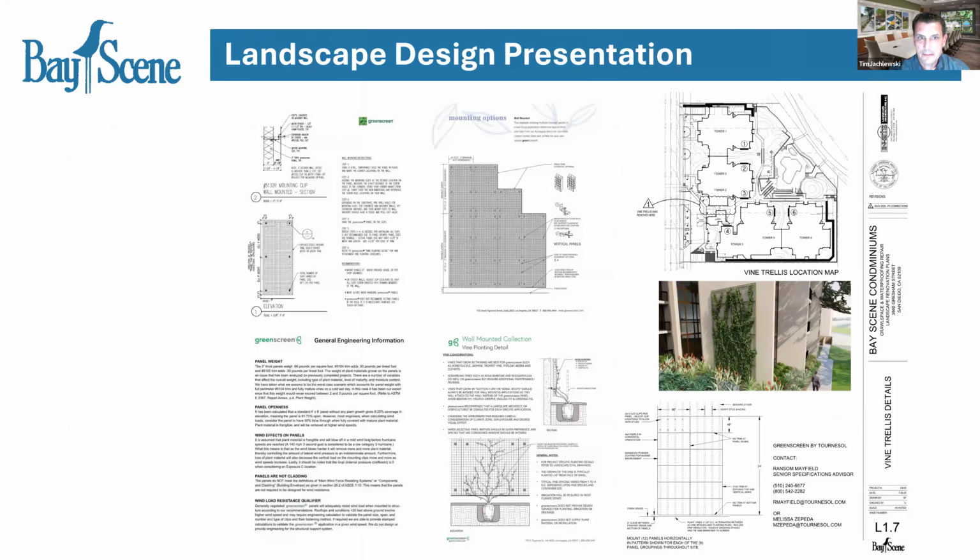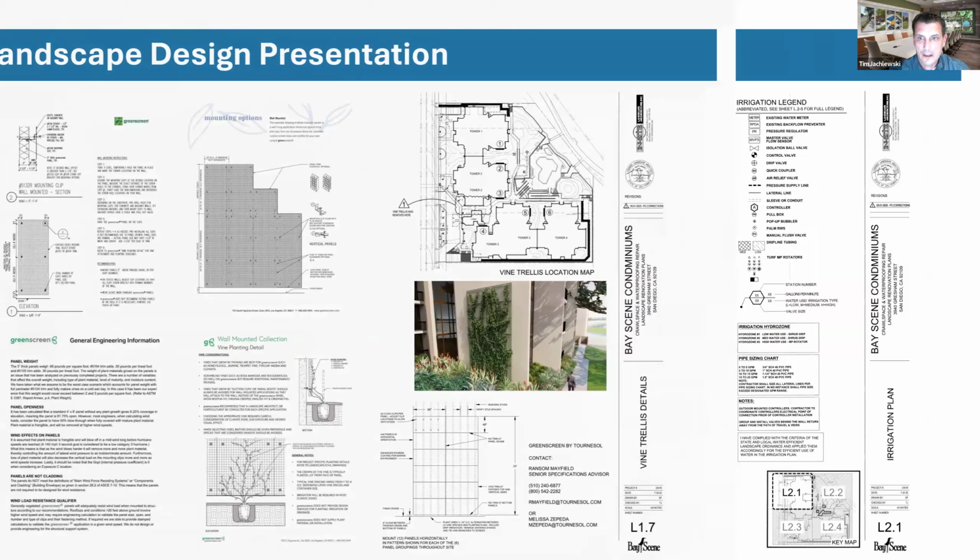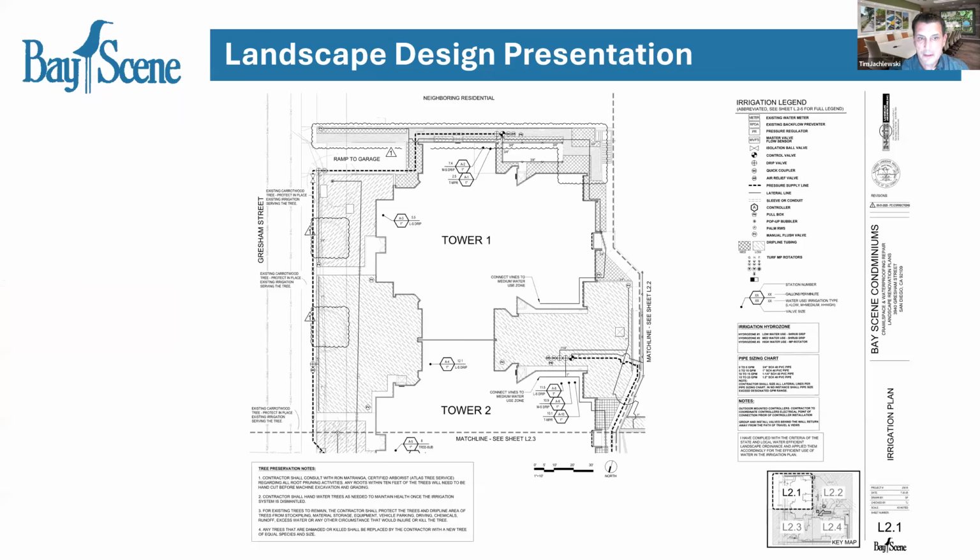These are some of the details for the green screen vine trellises. Then we also had the opportunity, because it was a necessity, to redo all the irrigation to the most modern, highly efficient drip irrigation system using the existing water meter location. But all of the irrigation that gets torn out is going to be replaced with drip irrigation.